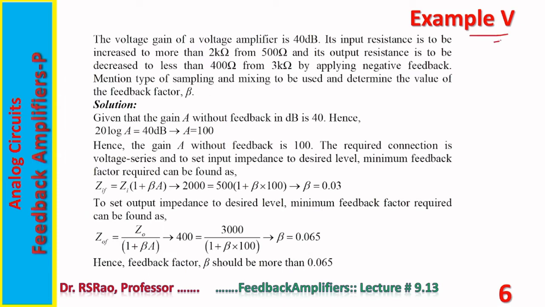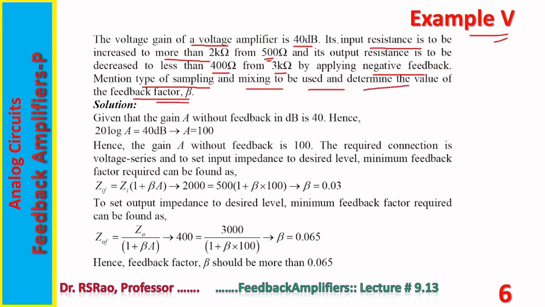Another problem, example 5. The voltage gain of a voltage amplifier is 40 dB. Its input resistance is to be increased to more than 2K from 500 ohms, and output resistance is to be decreased to less than 400 ohms from 3K by applying negative feedback. Mention the type of sampling and mixing to be used and determine the value of feedback factor.